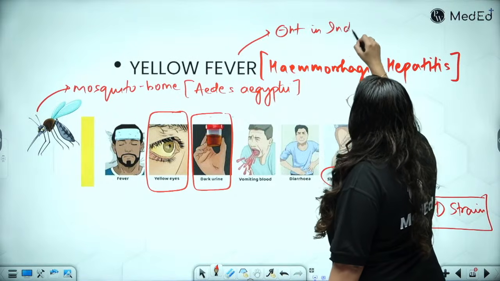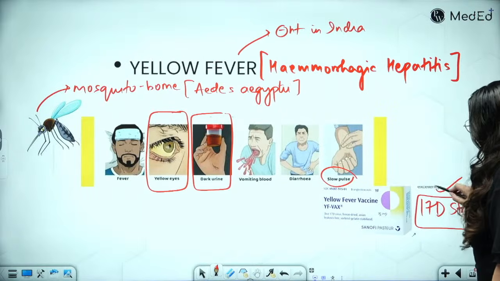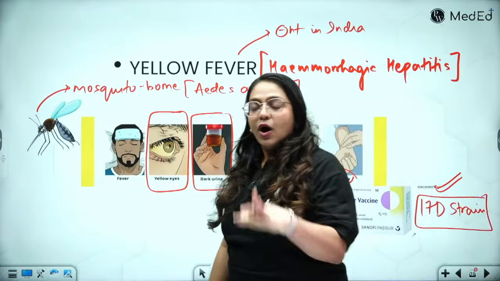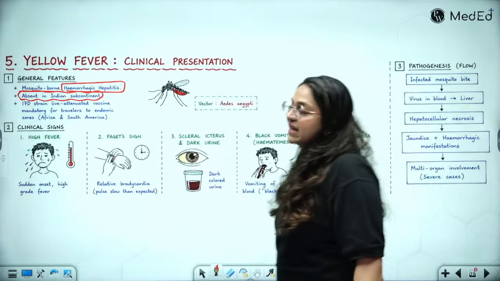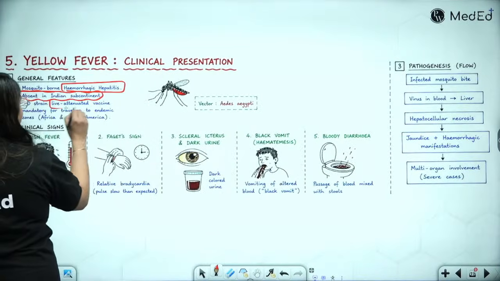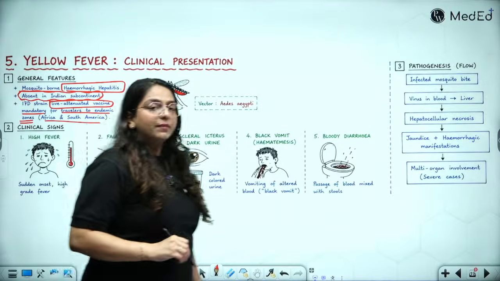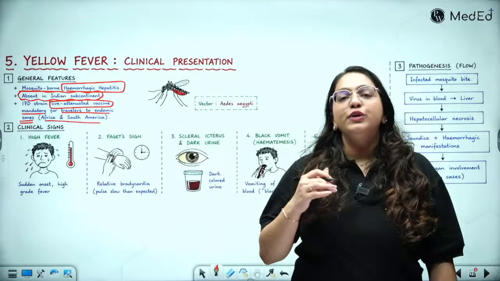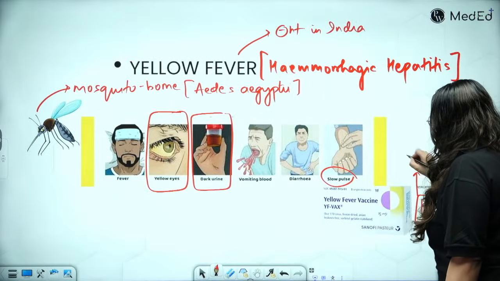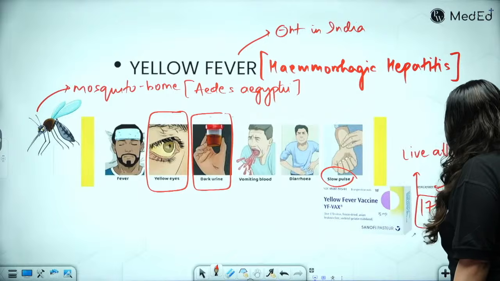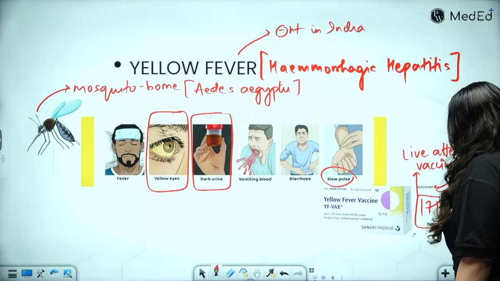That is why every time at the airport somebody comes from the African countries, they need to present the certificate of the 17D strain vaccine. Only then they get entry inside India, because we do not want yellow fever over here. The 17D strain live attenuated vaccine is mandatory for travelers to endemic zones. So travelers from South America and Africa mandatorily need to produce the 17D vaccine strain certificate. It is a live attenuated vaccine.